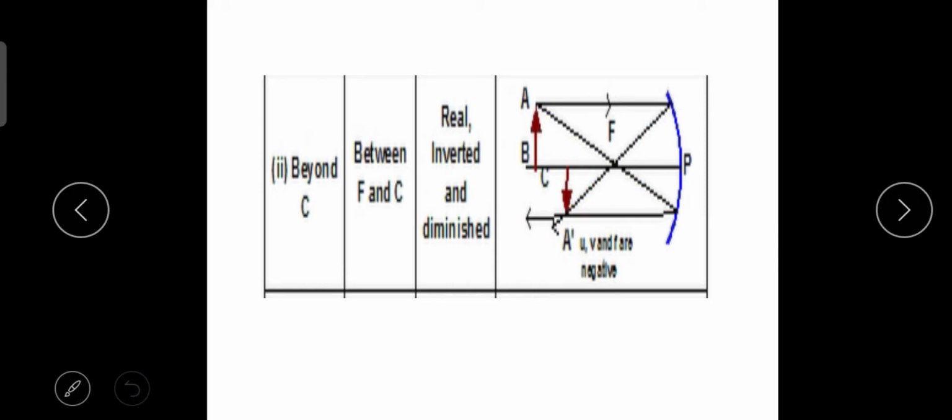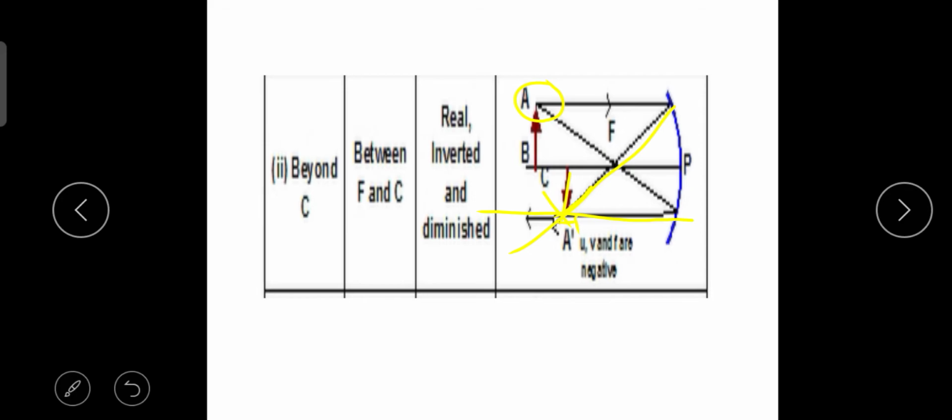So you can see this reflected light and this reflected light are intersecting at a point here. The upper position, we have taken the upper position A. So this intersection position will show the position A, the image of A. So the image will be formed here in an inverted position.